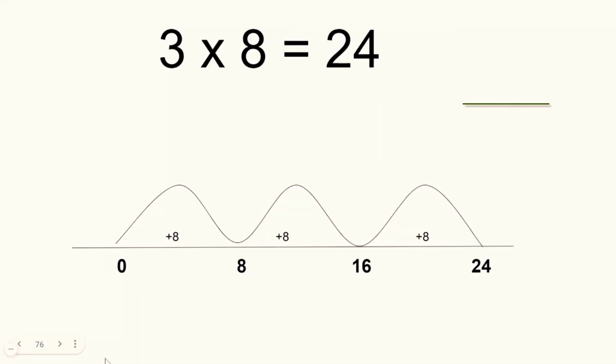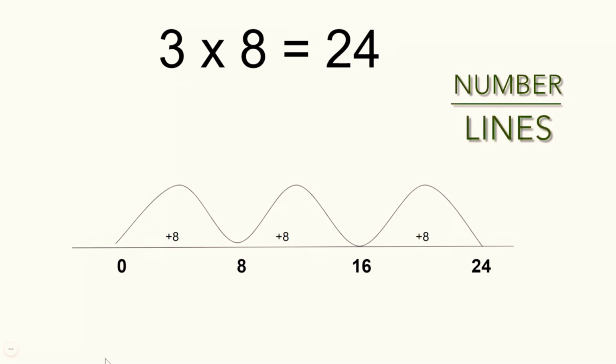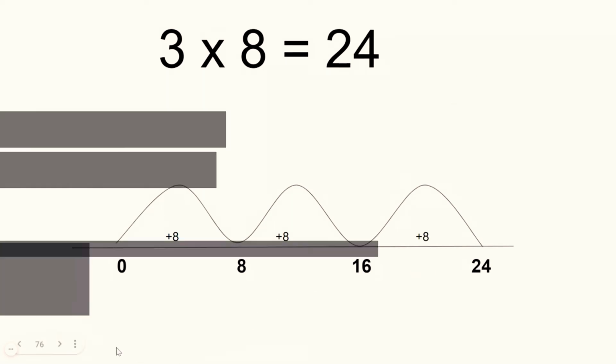We've learned how to do multiplication on a number line. 3 times 8 is going to be 3 jumps of 8. Here's 1, it's 8, plus another 8 is 16, plus another 8 is 24.